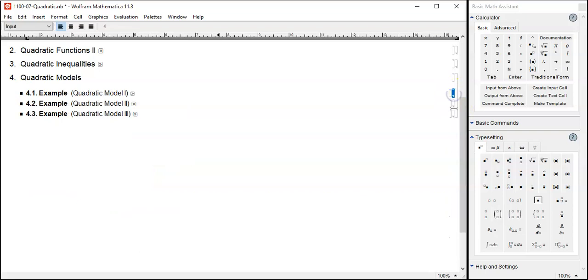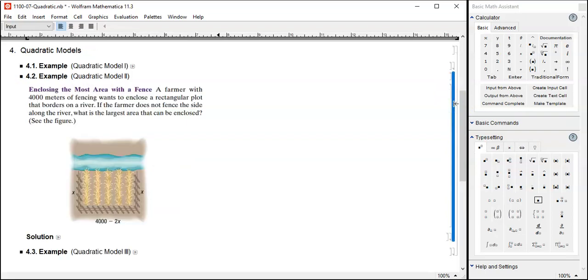Okay, next. Quadratic models associated to geometry. Now this is going to be a little bit better and I can write this kind of thing in the exam.